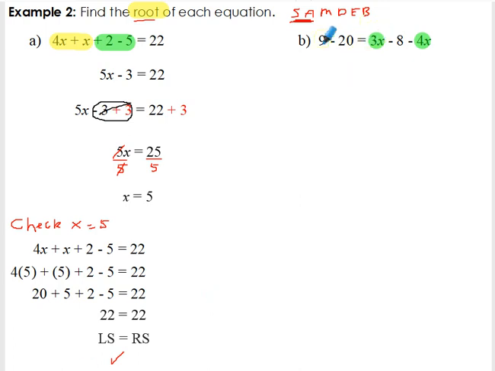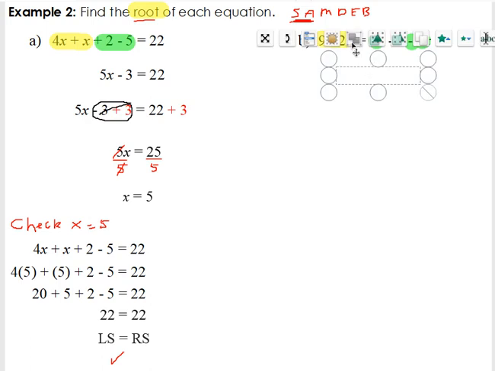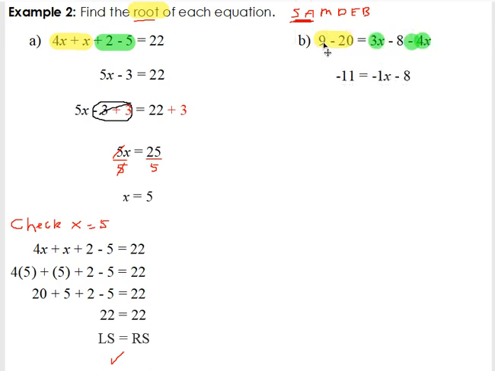we have 9 take away 20. And what we're able to do is collect those like terms. On the left side, we have 3x and minus 4x. Go ahead and collect those like terms. After simplifying each side of the equation, we end up with something like negative 11 equals negative 1x minus 8.